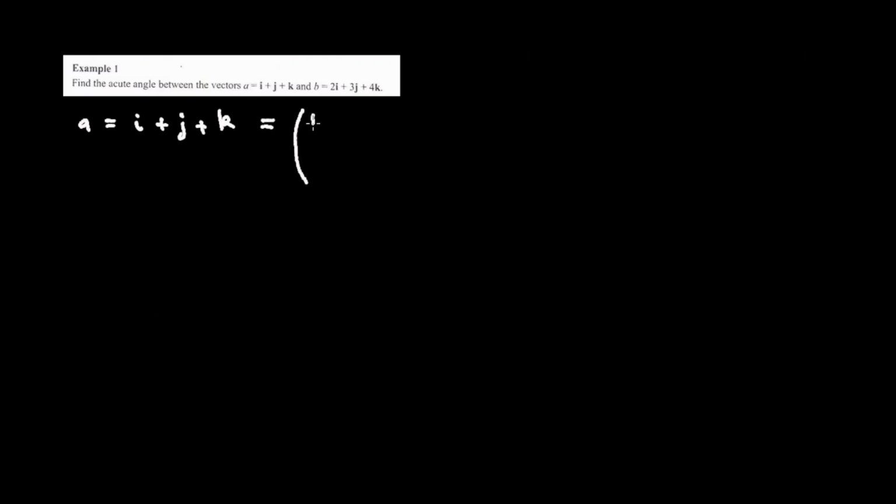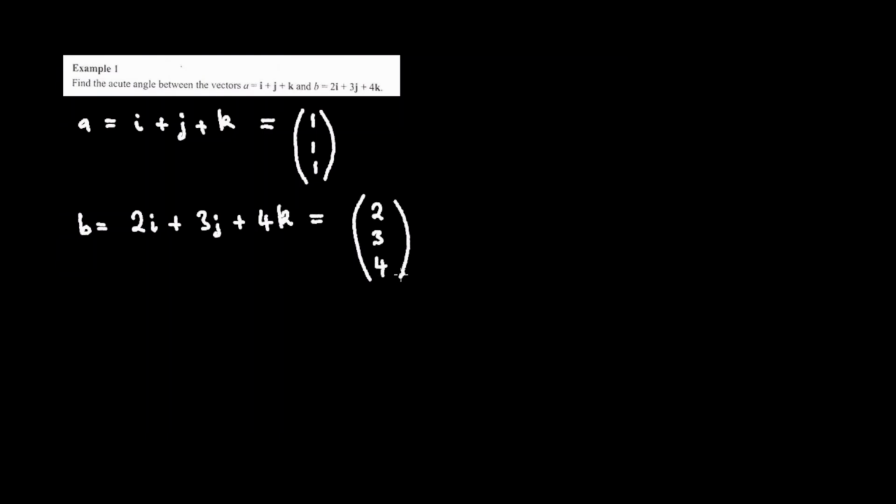So here it is simply 1, 1, 1, because we take the coefficients of I, J and K. We are told that B is equal to 2I plus 3J plus 4K, which in column form is 2, 3, 4. This is what we are told. So let us find the angle between them. What do we do? We simply write down our formula.